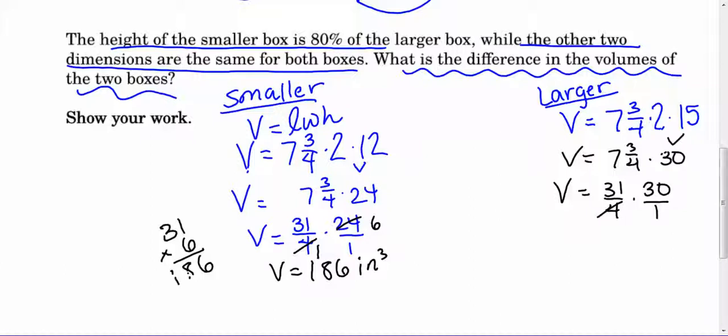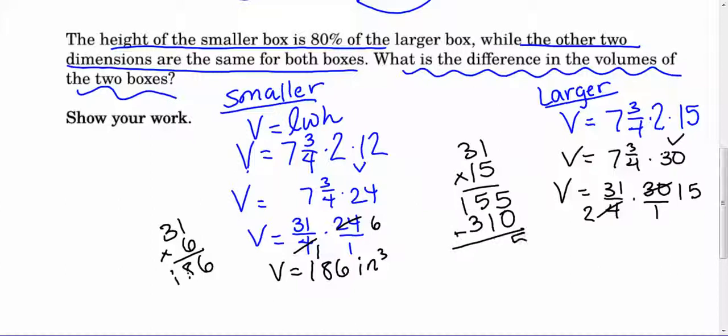So 30 and 4 are both even, so I can divide by 2. 4 divided by 2 is 2. 30 divided by 2 is 15. So now I have to multiply 15 times 31. So 5 times 1 is 5, 5 times 3 is 15, put a 0 placeholder, 1 times 1 is 1, and 1 times 3 is 3. Add those, 5, 6, 4. So the volume of the bigger one is 465 inches cubed. All right, so let's see here, I'm just double checking my work real quick.